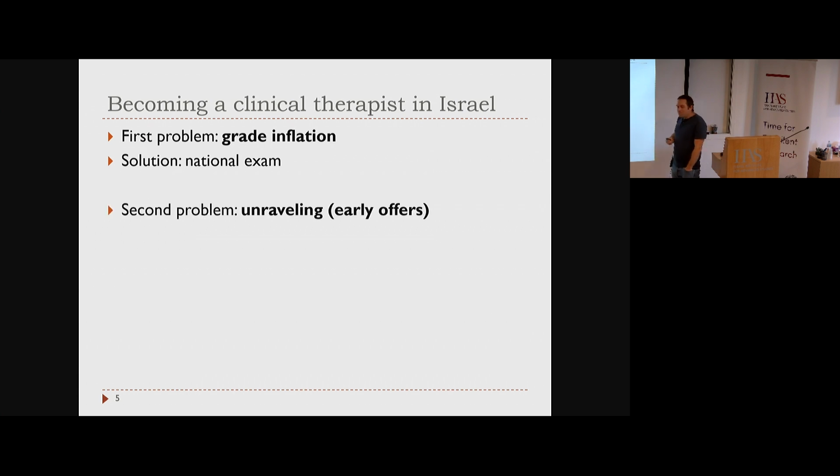Okay, the second problem that arises when you have such competition is unraveling. By unraveling, I mean early offers. So what happened is that programs in Israel that were good programs, but maybe not the best programs in clinical psychology, started recruiting students early on. So if they had a good student in their BA, someone that they noticed get good grades, maybe during the second year of their BA, they would come to them and say, maybe you want to already sign up for the MA in our university.